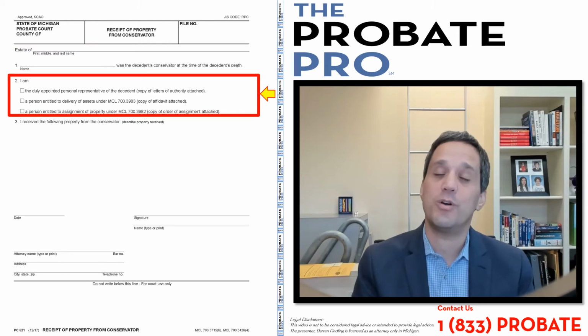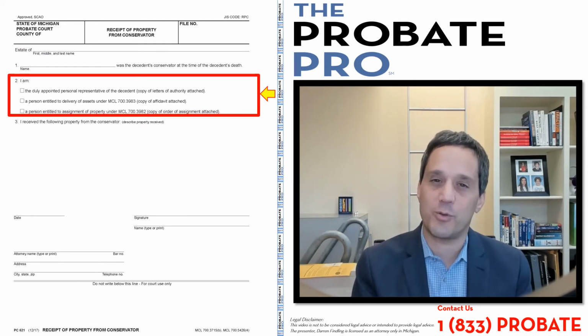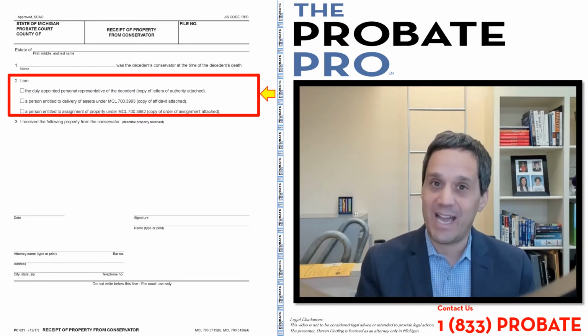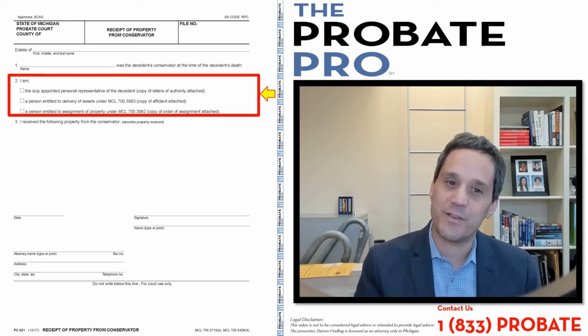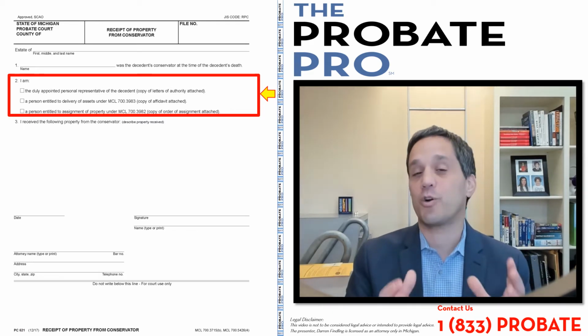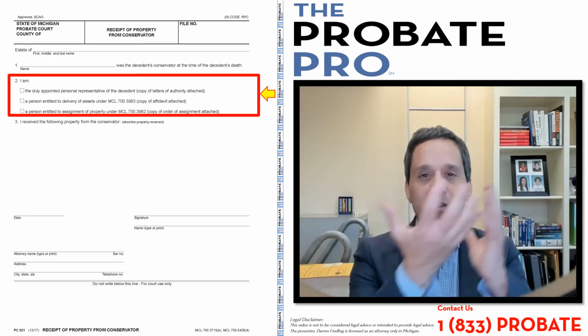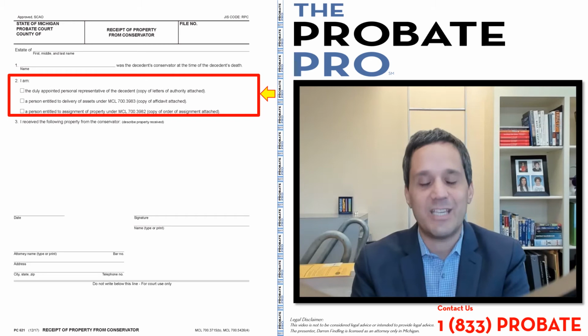And under 2, you identify the basis for the turning over of those assets. For example, the first section says that I am, meaning the person that is receiving it, the duly appointed personal representative of the decedent. That would mean that you've obtained letters of authority. You are now the personal representative of that individual. So the conservator is turning over the asset from the conservatorship now to the new estate, which we would call a deceased estate.